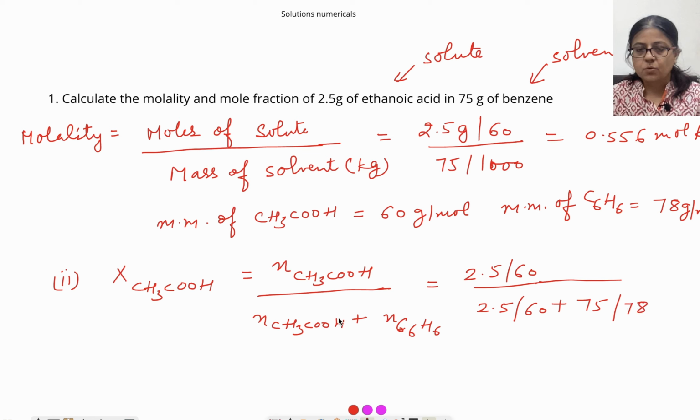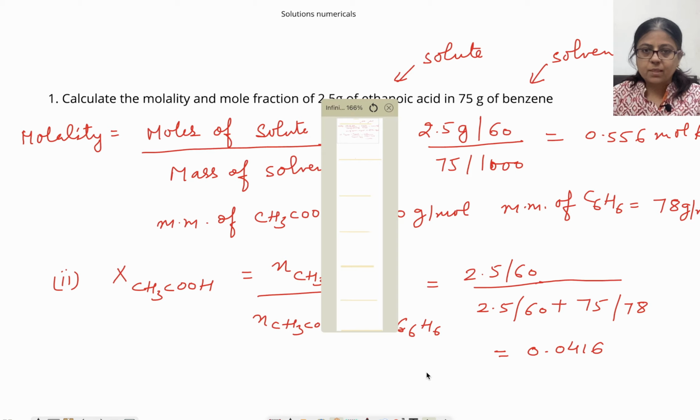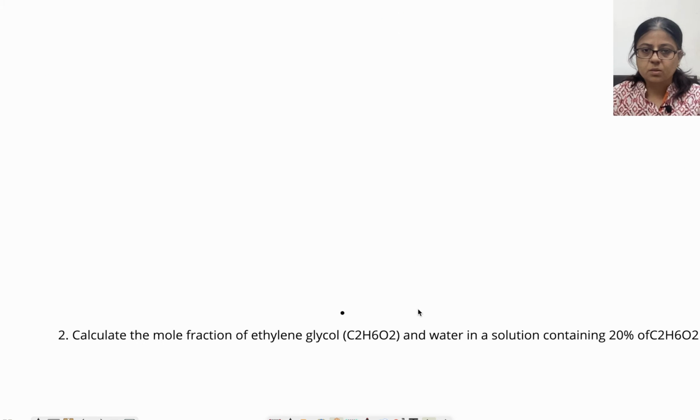Now we will get the mole fraction value for acetic acid, and it is equal to 0.0416. This is the value of mole fraction of acetic acid in the solution. Okay, now we will take the next numerical.